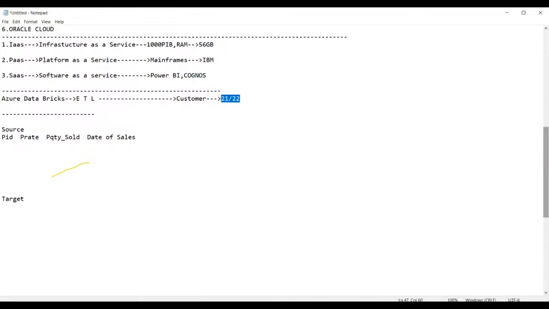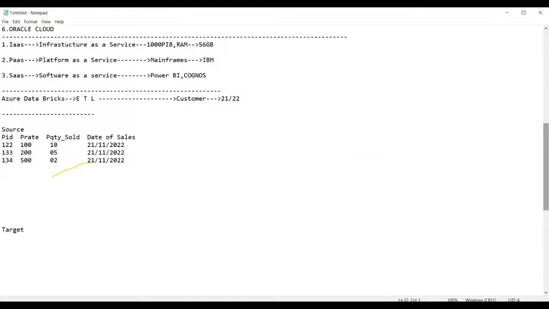So first of all, to answer this query or to report the same to the customer, you require the source, consisting of the following information: product ID, product rate, product quantity sold, date of sales. Let us give the product rate as 100 rupees, the quantity sold as 10, and the date of sales as 21/11/2022. Then another product with rate 200, quantity sold 05, date 21/11/2022, and another with 500, quantity 02, date 21/11/2022.